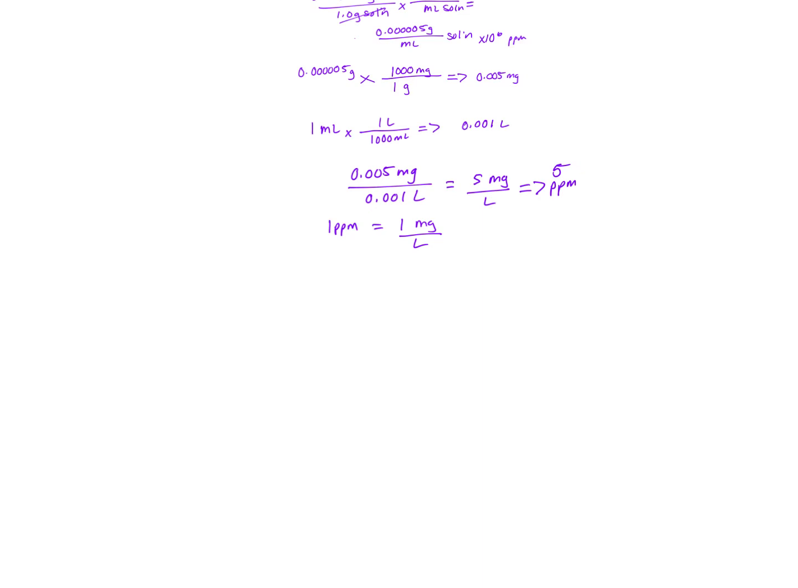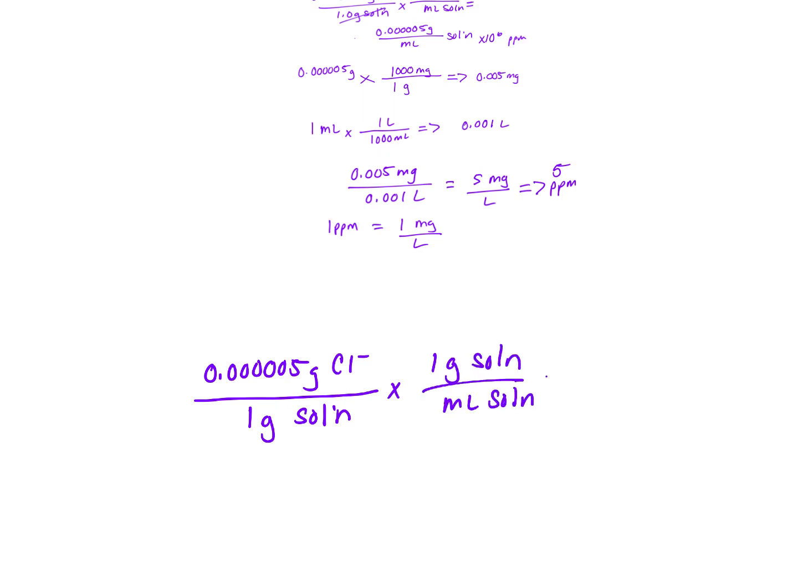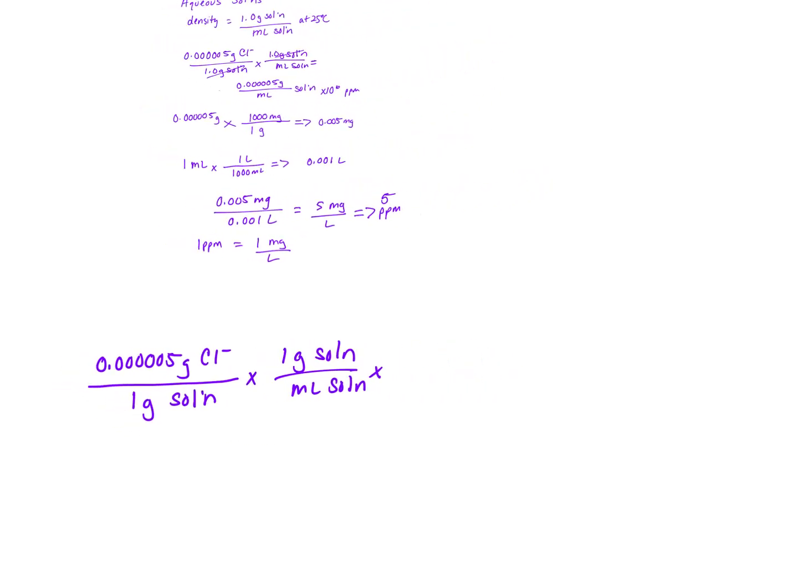Another way of writing this is that if we have 0.000005 grams of our chloride per gram of solution, and we want to do this all in one shot to convert this to milligrams per liter, we'll take our density of 1 gram of solution per milliliter of solution, we can convert the volume in milliliters to liters. We can convert the mass to milligrams.